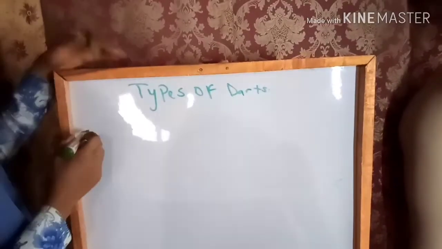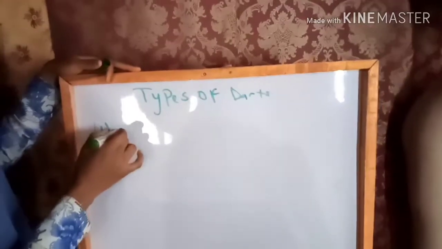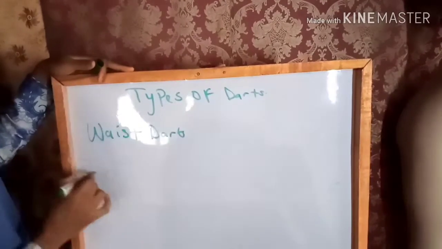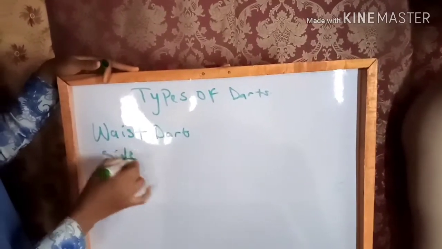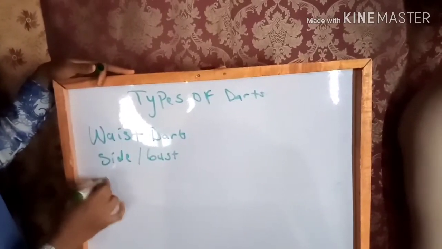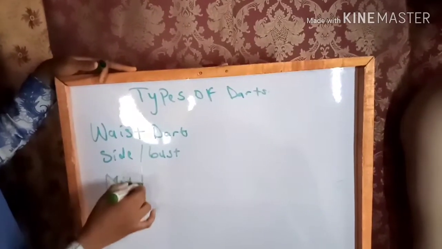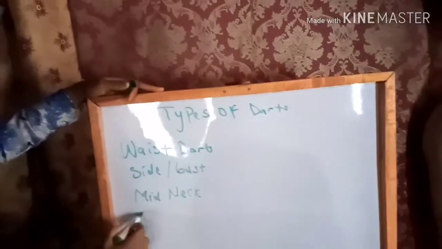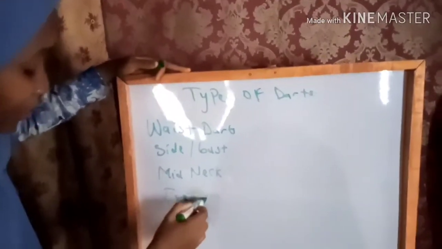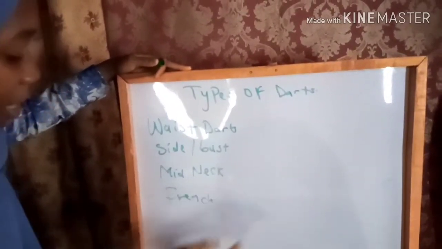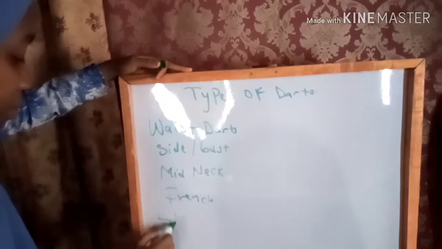We're going to be talking about the types of dart that we have first. We have our waist dart, which is very popular; it is what most of us know. We have the side or bust dart. Then we have the mid-neck dart. We have the French dart, which is very similar to the bust dart, it's just a bit lower. Then we have the shoulder tip dart.